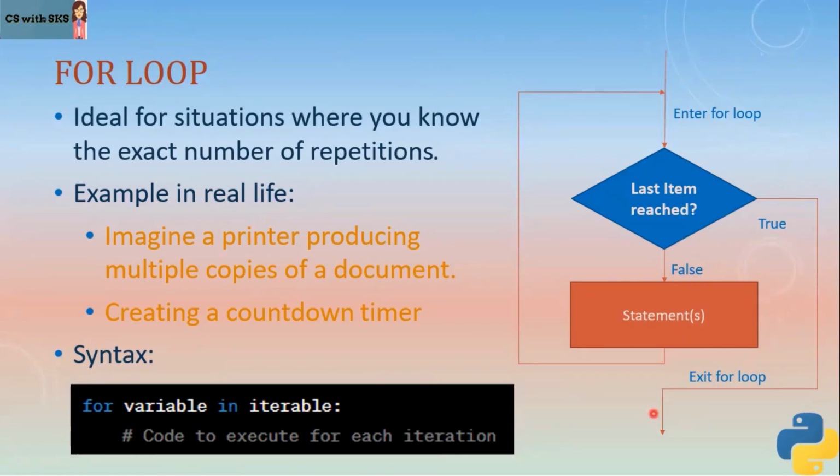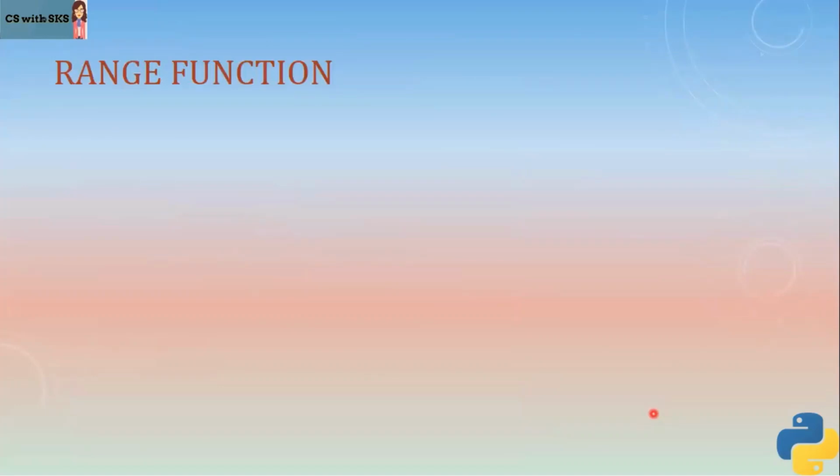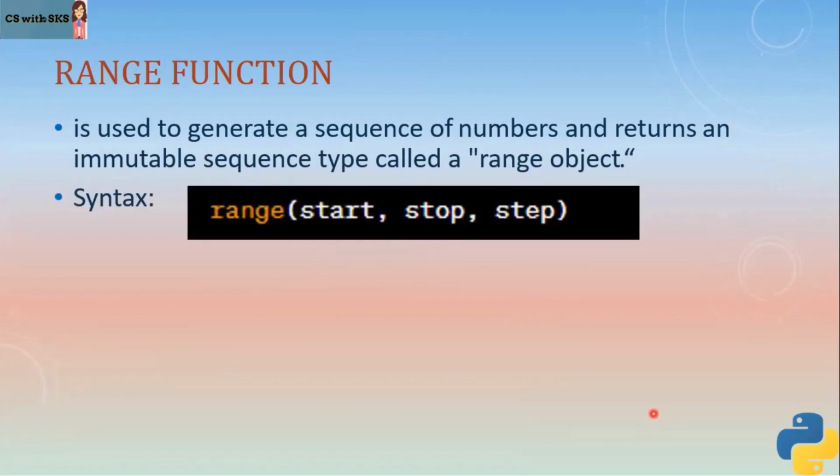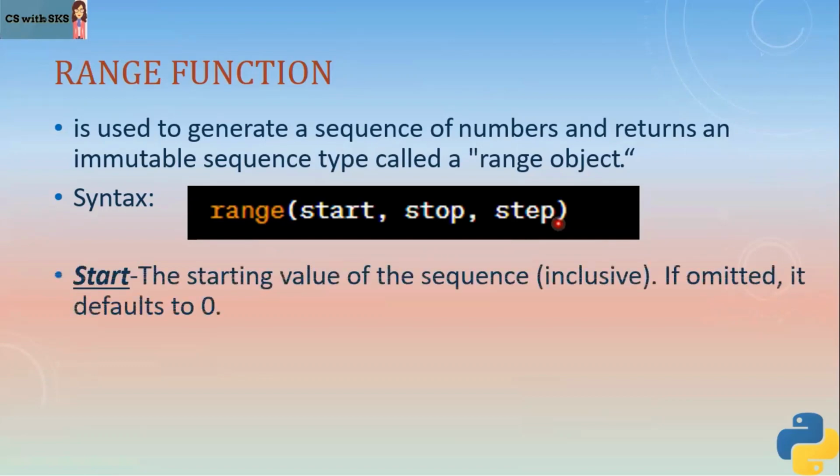To understand this, let's have a look at the range function. The range function plays a very, very important role in the for loop. The range function is an inbuilt function which is used to generate a sequence of numbers and returns an immutable sequence type called a range object. The syntax of the range function is range, all in small letters, parenthesis, then start value, stop value, and step. Let's understand what all these three arguments are used for.